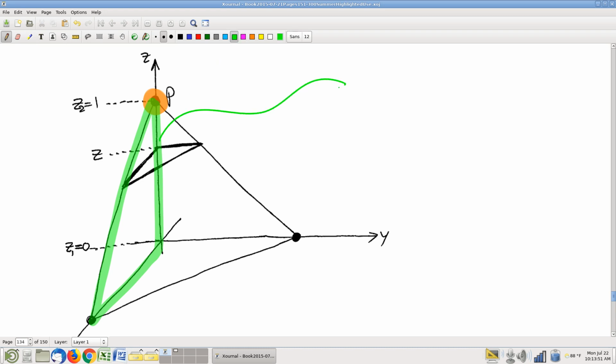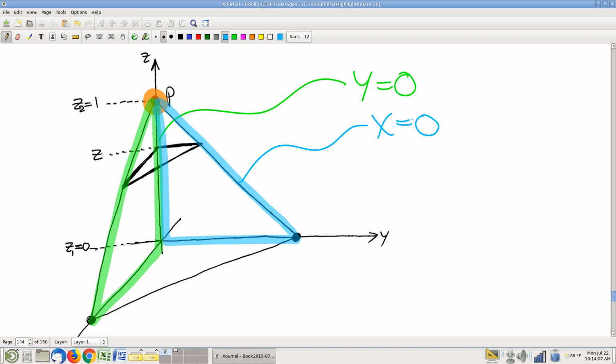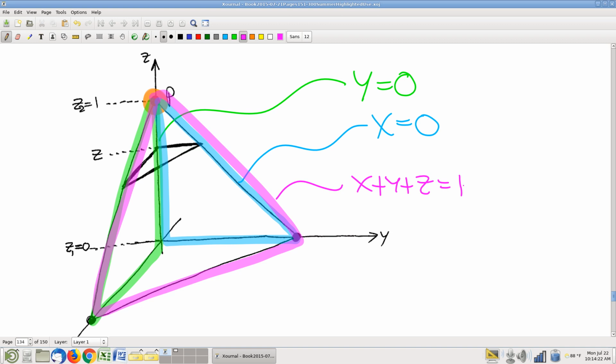it's on the plane y equals 0. Secondly, it is on that plane, x equals 0. And lastly, it is on this plane, which is x plus y plus z equals 1. That was given in the statement of the question.